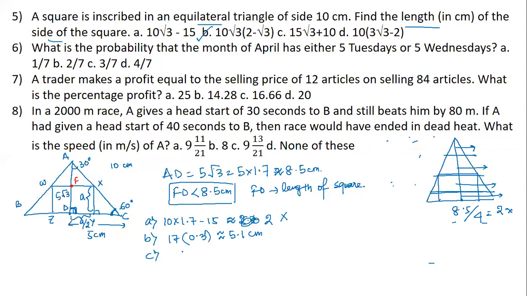C is basically 15 root 3 plus 10. 15 into 1.7 plus 10 is way greater than 8.5 centimeter. Definitely not my answer. Option D, 10 into 3 root 3 minus 2. 3 into 1.7 is 5.1, 5.1 minus 2 is 3.1, and 3.1 into 10 is 31. Again, way more than 8.5, so this is definitely not my answer. The only answer option which is possible is option number B.